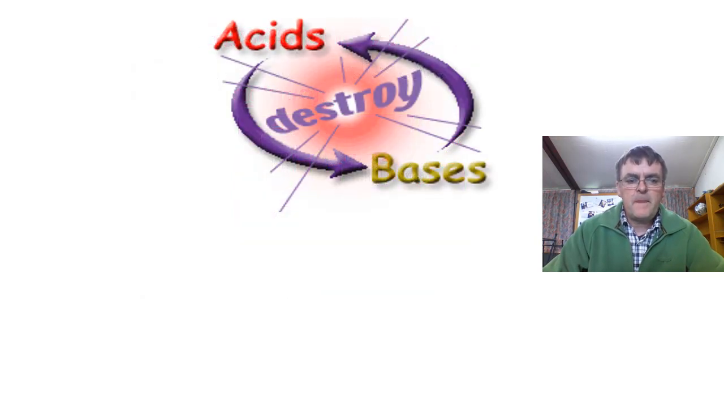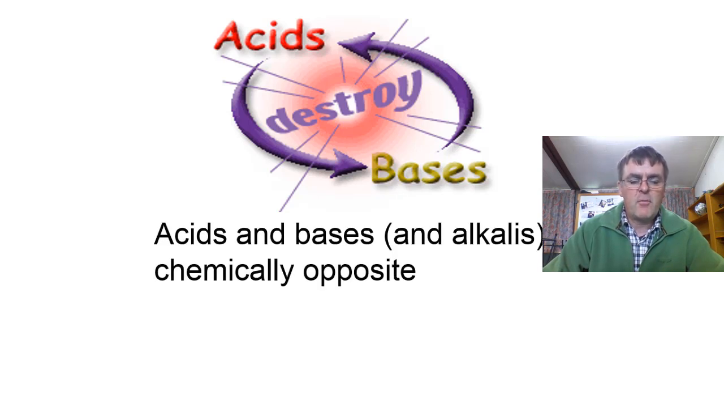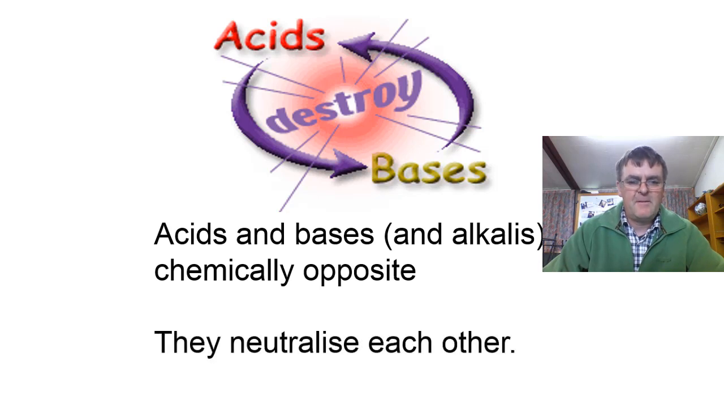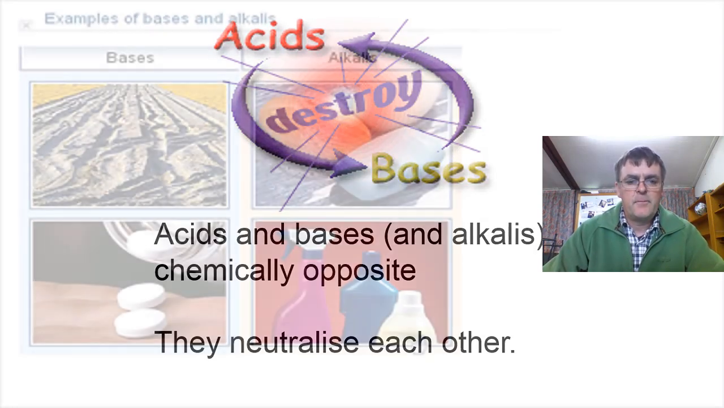So acids destroy bases, bases destroy acids. They are chemical opposites. They sort of cancel each other out. In the right proportions, a base will cancel out an acid. In the right proportions, an acid will cancel out a base. So they're chemical opposites, and when they wipe each other out, that's called neutralizing. They neutralize the effects of each other, and we use that in everyday life.